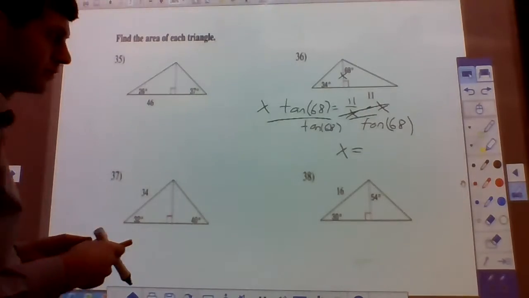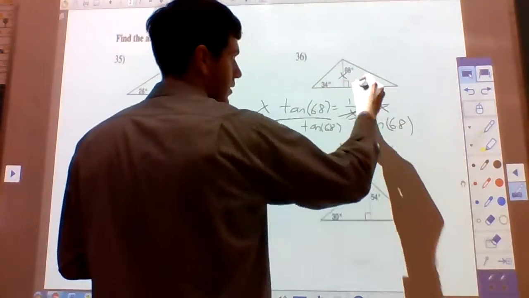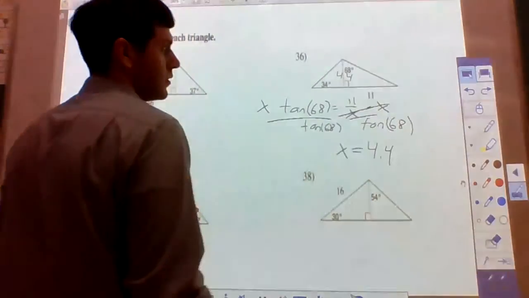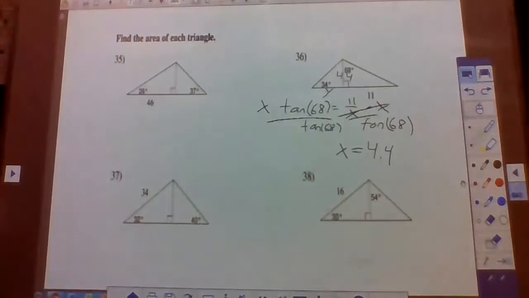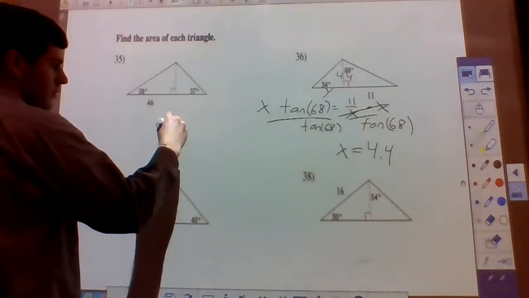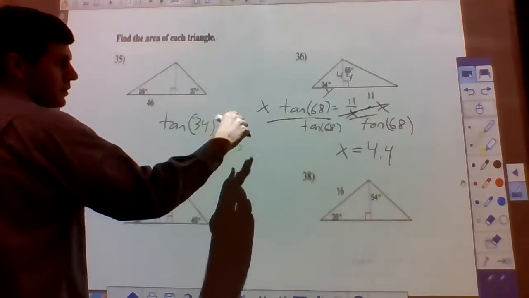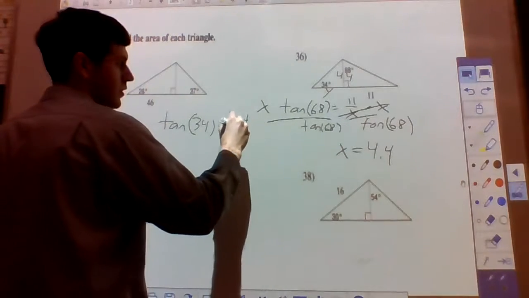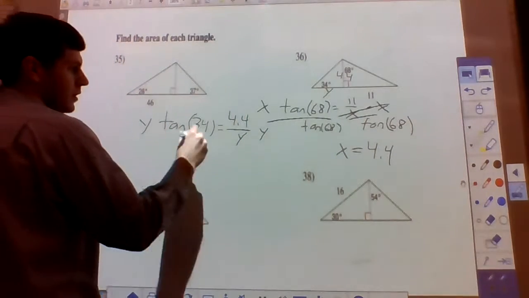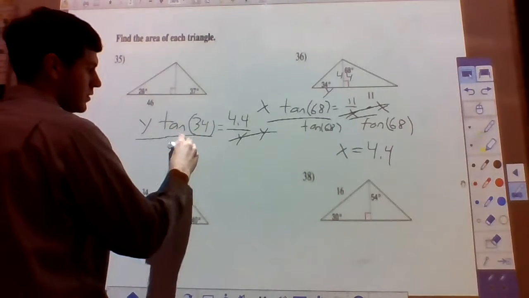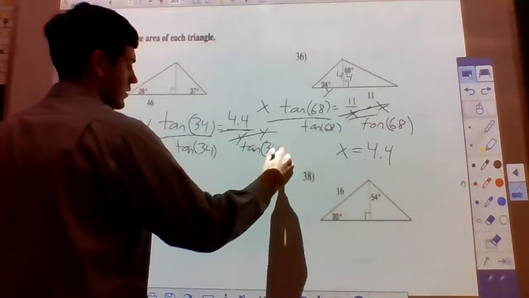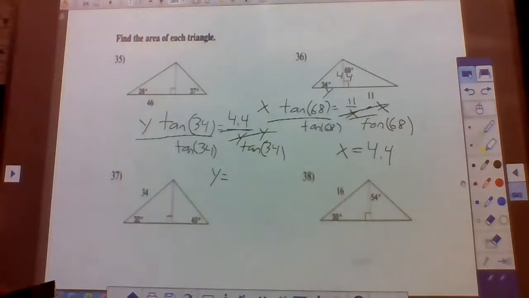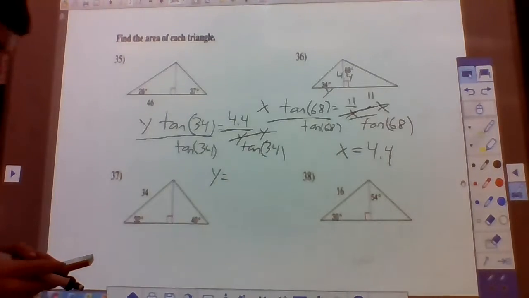Okay, so x is going to equal 11 divided by the tangent of 68. Okay, 4.4. So 4.4. Okay, and then we can find y, which is the other part of the base that we need. So tangent of 34 is going to equal opposite over adjacent. So opposite is 4.4. Adjacent is y. Multiply both sides by y. And then divide both sides by tangent of 34. So we get y equals 4.4 divided by the tangent of 34. We get 6.5.